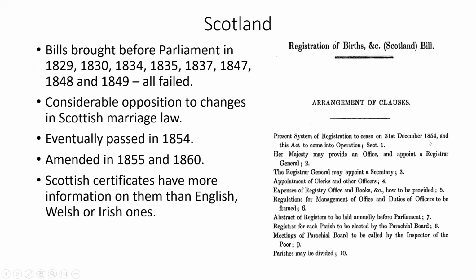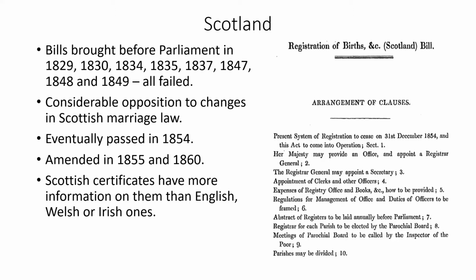In Scotland, it took rather longer to be introduced, and you can see there were a whole series of bills for civil registration brought before Parliament in the 1820s, 30s and 40s, but they all failed, and that was mainly because each of those bills included some quite controversial attempts to reform marriage law in Scotland, and civil registration as a consequence was rather damned by association. In 1854, they got rid of those marriage reforms, and it passed.